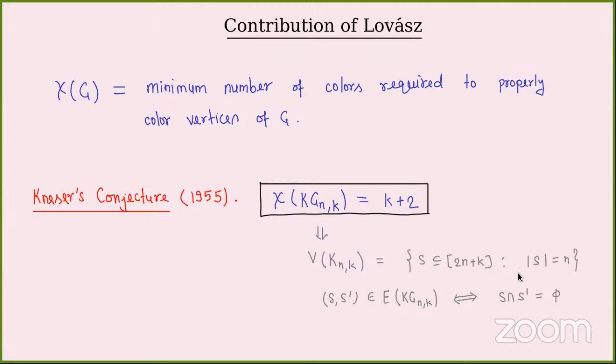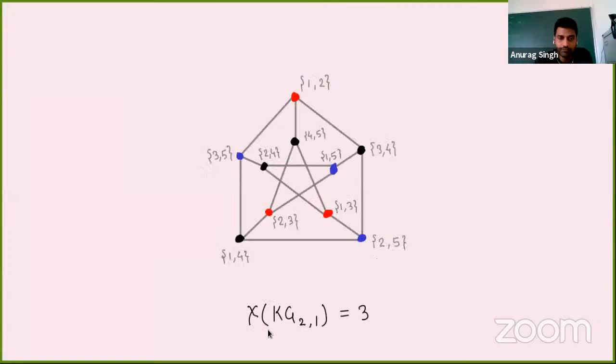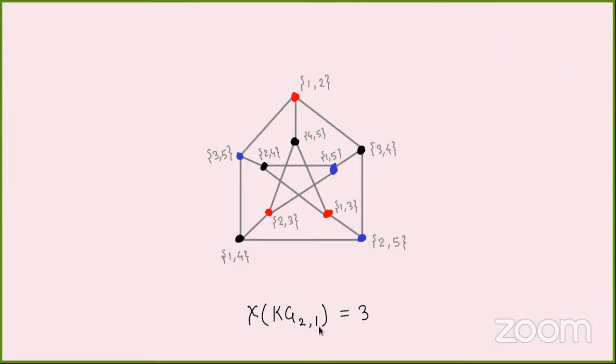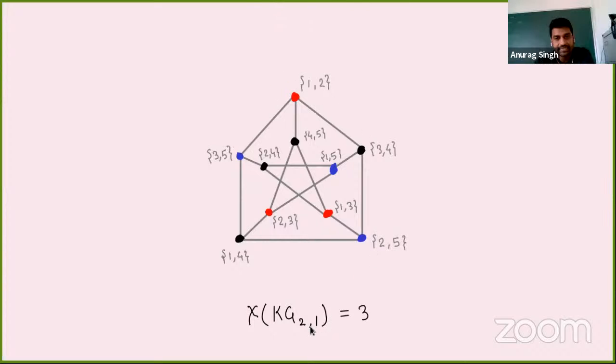So for example, when I say what KG(2,1) is, what do you do? The vertices are all the two-subsets of the set 1, 2, up to 5. Two vertices are adjacent if they are disjoint. So for example, {1,4} is disjoint from {3,5}, and {3,5} is disjoint from {1,2}, and so they are adjacent. And {3,5} is not disjoint from {4,5}, so there is no edge between them.